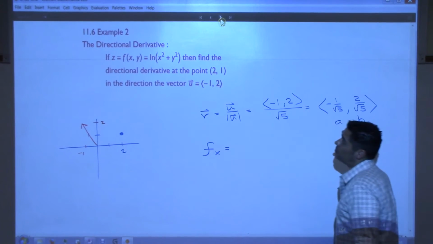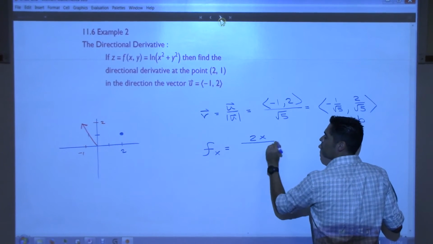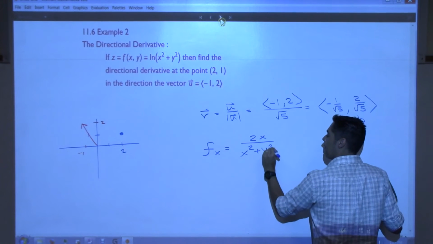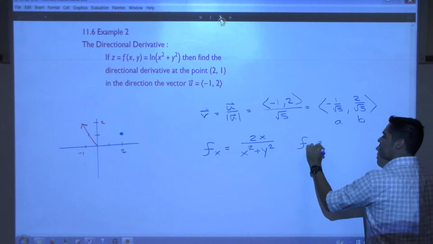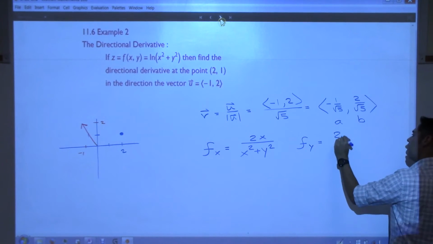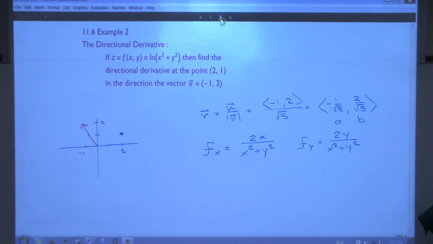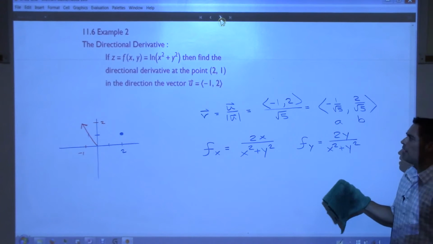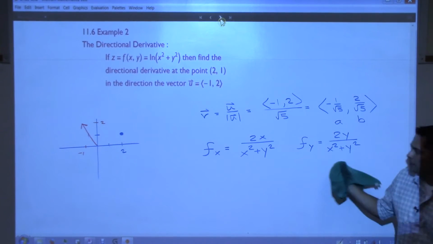Partial with respect to x: 2x over x squared plus y squared. So the derivative of natural log of something is 1 over it, and then, okay, partial with respect to y is 2y over x squared plus y squared. There we go. And now I'm ready to put it all together. I'm going a little quicker here with these partials because that's now in the past, okay?